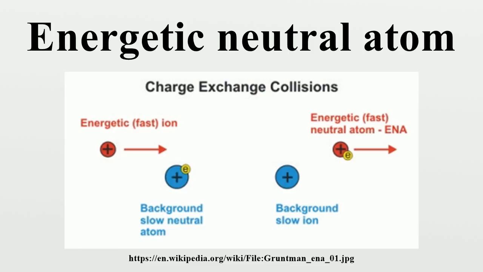ENA data from the NASA ISEE-1 satellite enabled the construction of the first global image of the storm time ring current in 1982. This was a breakthrough that paved the way for the use of ENAs as a powerful imaging technique. ENAs were also detected during the 1982 magnetic storm by the SEEP instrument on the NASA S81-1 spacecraft.